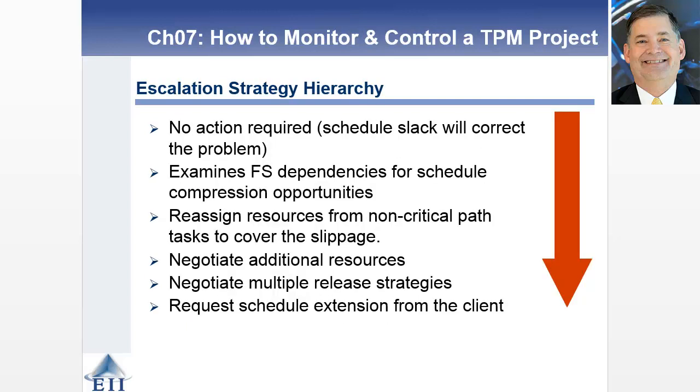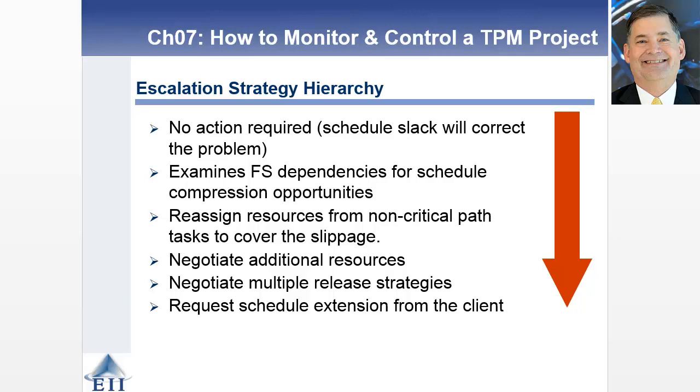When you look at the escalation hierarchy, what you want to be able to do is work down this path, and you want to involve the client as a last resort. So this idea of reducing scope or schedule extension is going to be the last thing you're going to do. A multiple release strategy may address the need as well. But the first 4 there are all things that you're going to be able to do internally.